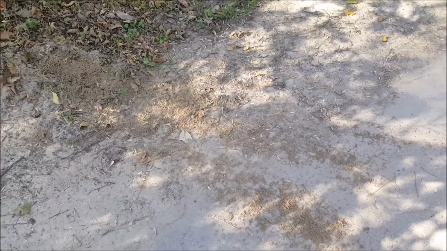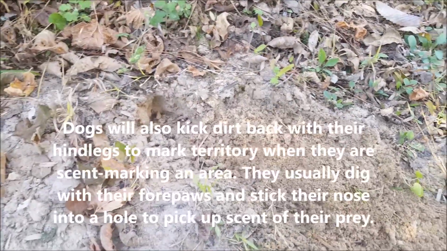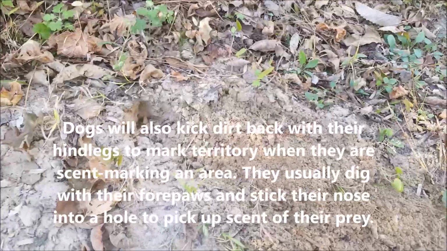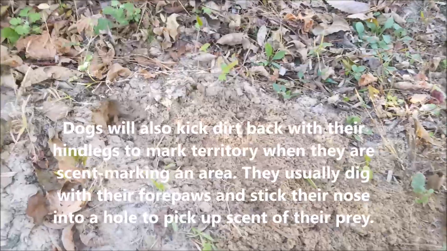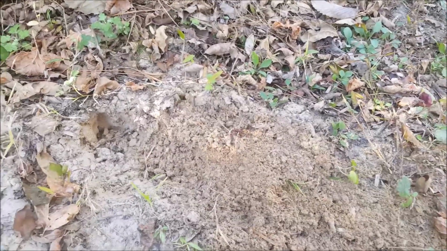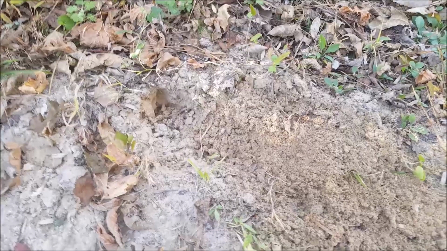Here's a classic example of animal sign, usually a digging animal. You can see where the dirt has been thrown out, and there's a very characteristic hole here, and I would bet it's a dog. In fact, yeah, you can see some canine tracks.